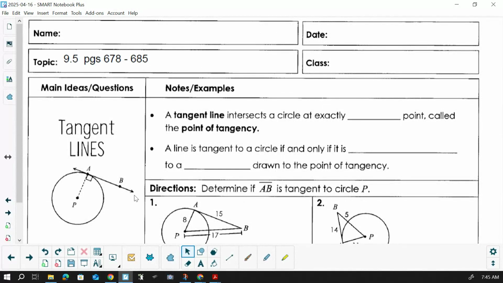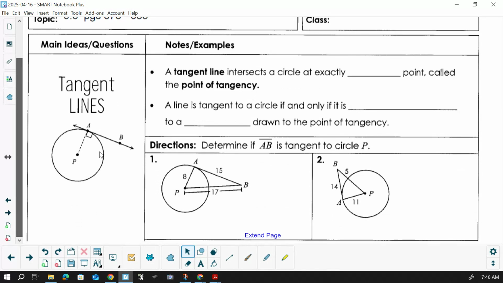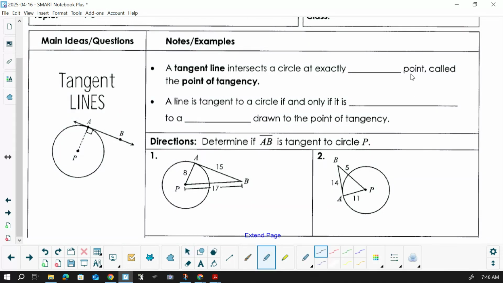Okay, tangent lines notes. A tangent line intersects a circle at exactly one point called a point of tangency. See the tangent line right there? That is the point of tangency, okay? A line is tangent to a circle if and only if it is perpendicular to a radius drawn to the point of tangency.